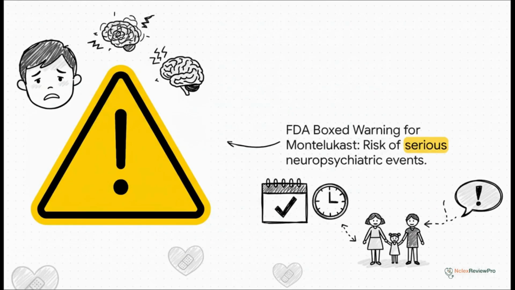Okay, I really need to stop and stress this next point about montelukast. This is a big deal. The FDA has issued its most serious warning, a boxed warning for this drug. Why? Because it can cause serious neuropsychiatric events, things like agitation, depression, and even suicidal thoughts, especially in kids. So your number one nursing action is to teach families to watch for any changes in mood or behavior and to call the doctor immediately if they see something.